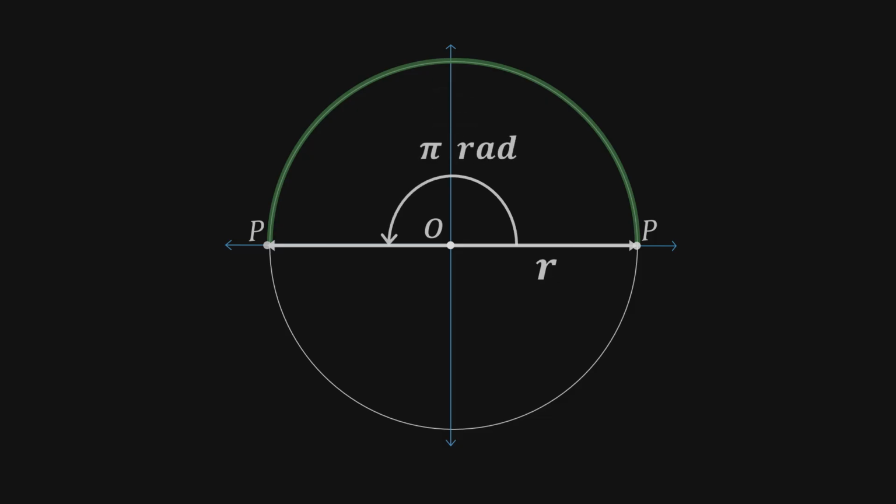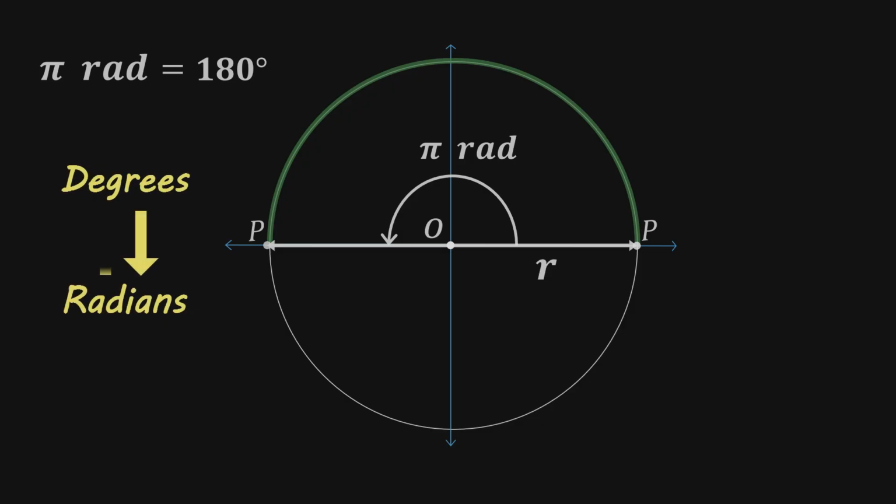And since we already know from our degree system that a full revolution is 360 degrees, a half revolution equals half of that, which is 180 degrees. This gives us one of the most important relationships between the two measurement systems. Pi radians equals 180 degrees. Keep in mind, whenever you need to convert degrees to radians or radians back to degrees, this is the only relationship you need to use.